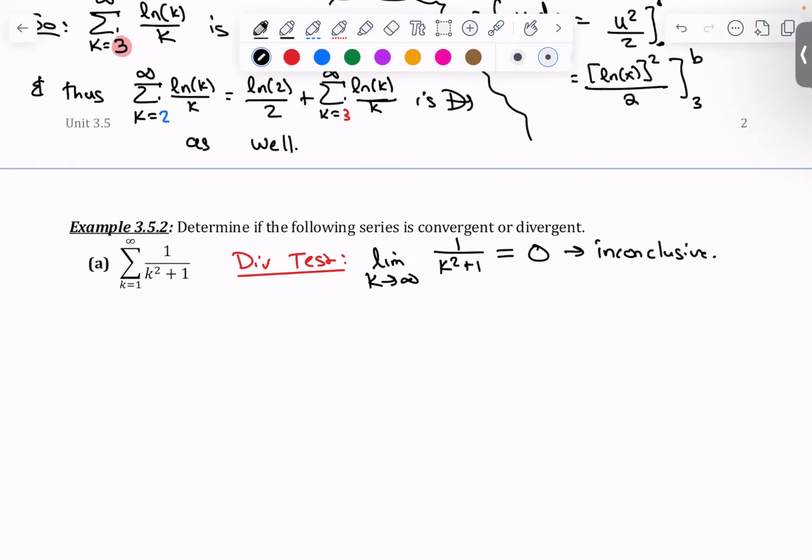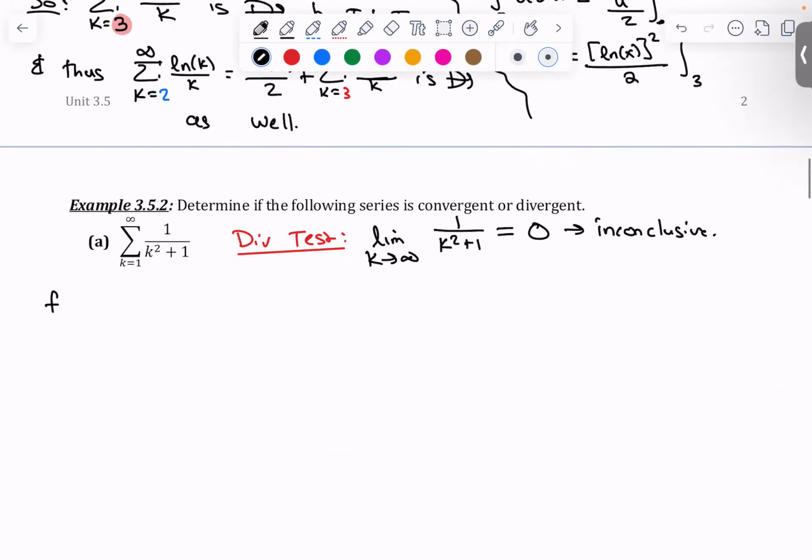And the good news about this one, by the way, is we're going to learn a test in just a minute that actually proves that this is convergent without having to do integration. But we'll get there. So at this juncture, the only tests we know of are the geometric series test, but this isn't a geometric series, or the integral test. And so f of x equals 1 over x squared plus 1: decreasing, positive.